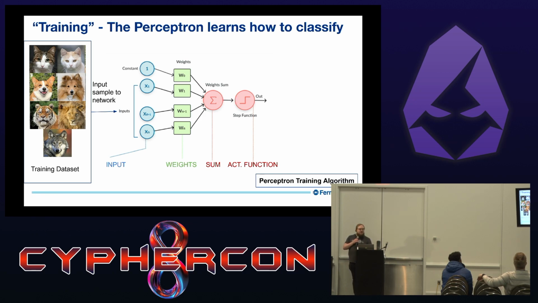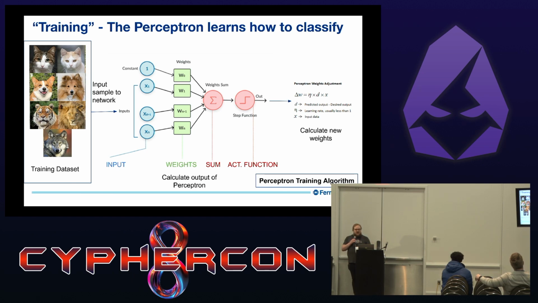So we take a sample, we input it to our network, we calculate the output of our perceptron, and then from there, we can actually calculate brand new weights. We say, first, what is the predicted output minus the desired output? How wrong were we? And then we have a value called a learning rate that says how big of a change we want to make each step of training. And then what is our input data? And from there, we calculate a brand new weight, and we update our weights, and we go again.